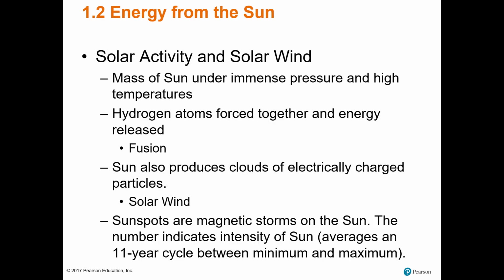When we think about solar activities and solar wind, we consider the mass of the sun under immense pressure and high temperatures. Hydrogen atoms are forced together and energy is released. This is a process called fusion. The sun also produces clouds of electrically charged particles, and that is a solar wind. Sunspots are magnetic storms on the sun, and the number indicates the intensity of the sun, and they average an 11-year cycle between minimum and maximum.